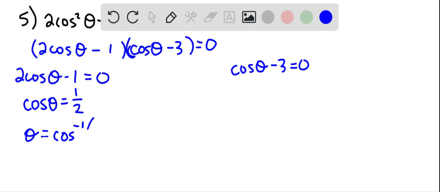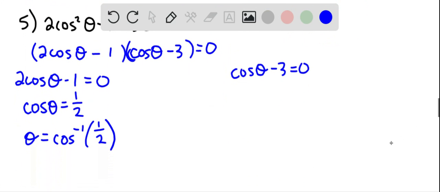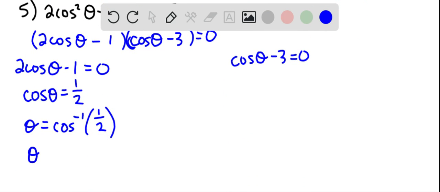I feel like we just did this one. Didn't we just do this in the last problem? Inverse cosine of 1/2. Let's look back at it. Yep, we just did. We got pi over 3 and 5 pi over 3. Might as well take advantage of that.